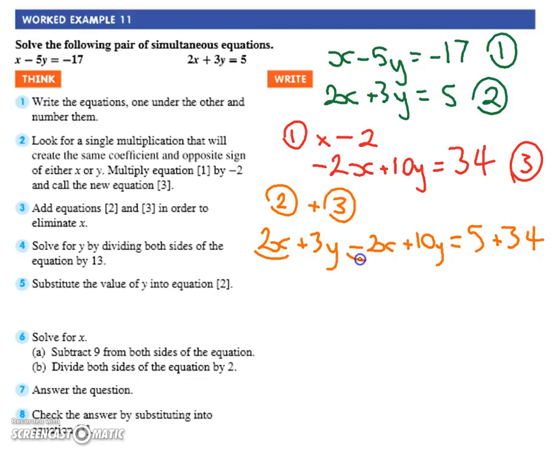So we've got 2x minus 2x. What does that give us? 2 apples minus 2 apples? No apples. So they cancel each other out, which is awesome. Which leaves us with 3y plus 10y gives us what? 13y equals 5 plus 34?